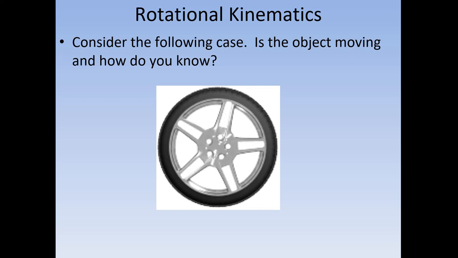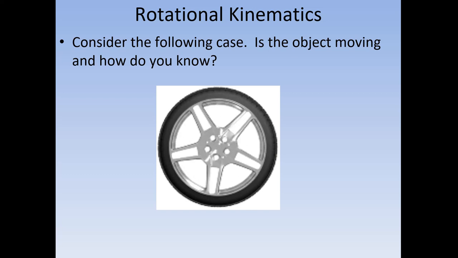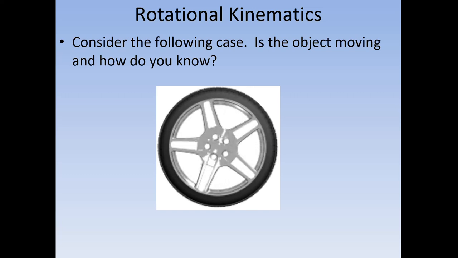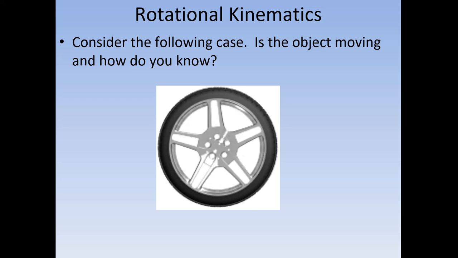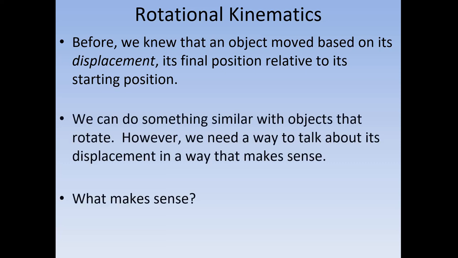Now, unfortunately, this wheel, as it turns, doesn't actually do that. It doesn't move left and right. Instead, it rotates. We know it's moving, but we have to change our definition of what we consider movement. Before, displacement was considered the starting point and ending point relative to some origin. Now we're going to try to rephrase or recontextualize that in a way that makes sense for something that is rotating.